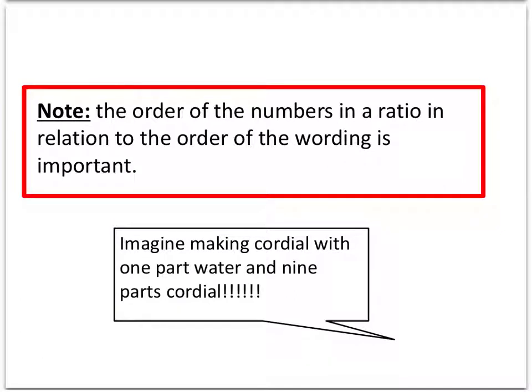The order of the numbers in a ratio in relation to the order of the wording is really important. If we're looking at the previous example of the cordial, imagine you got that swapped around and you accidentally made cordial with 1 part water and 9 parts cordial.